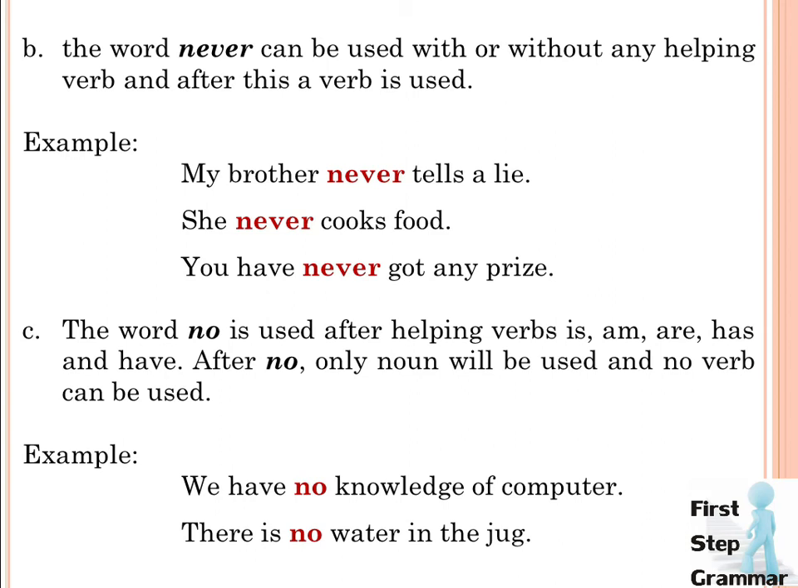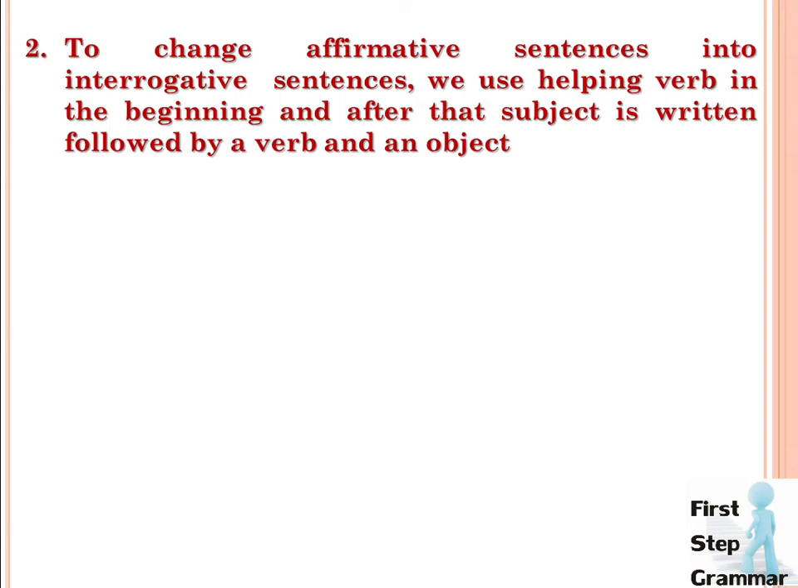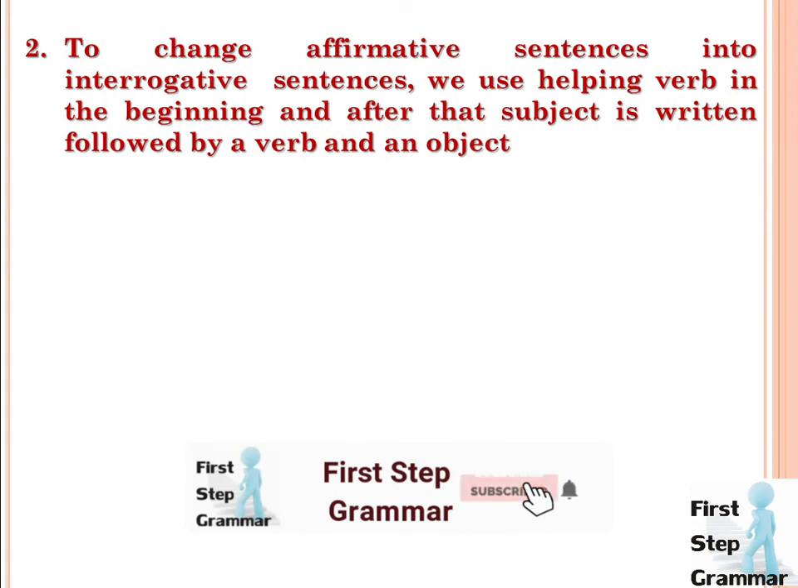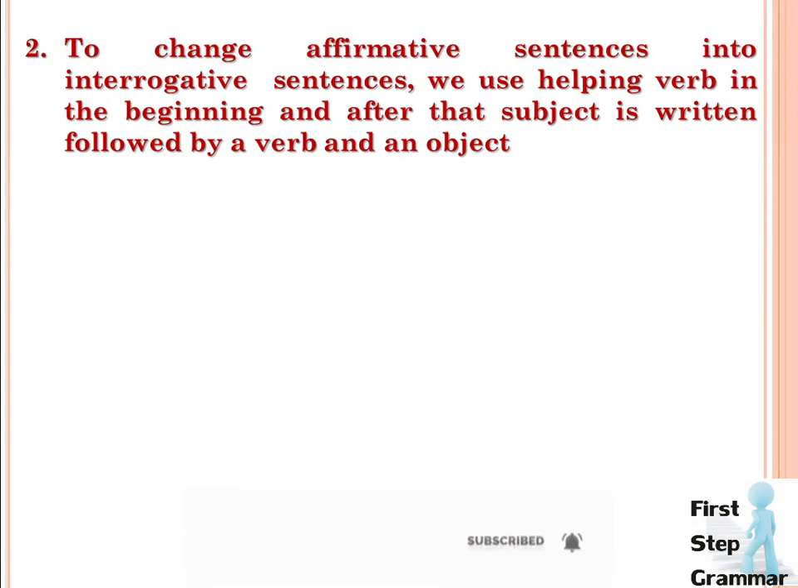Let's see the second type in which we are changing affirmative sentences into interrogative sentences. So to change affirmative sentences into interrogative sentences, we use helping verb in the beginning, and after that subject is written followed by a verb and an object. Means if we want to change any affirmative sentence into an interrogative sentence, we have to be very careful that we are using helping verb in the beginning, and after that subject is used, and then the other part of the sentences are used. Let's see the example first of all.